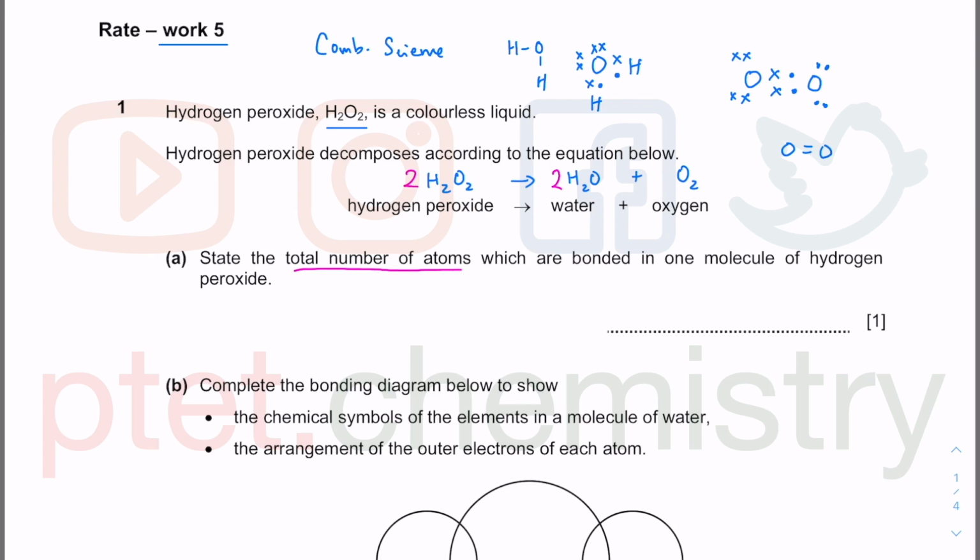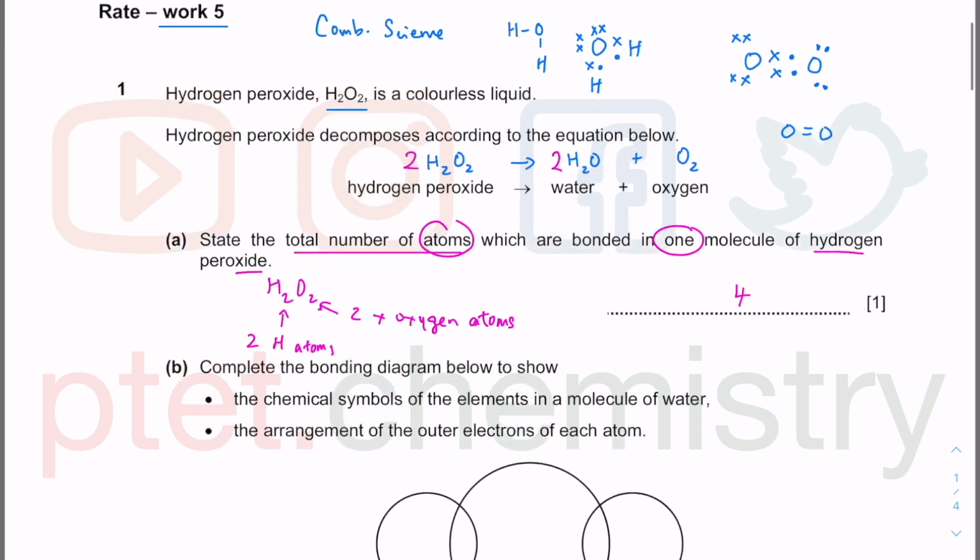State the total number of atoms in one molecule of H2O2. So here you have 2 hydrogen atoms, and then here you have 2 oxygen atoms. So they want how many atoms are there altogether. There are 4, because 2 atoms plus 2 atoms give you 4 atoms.